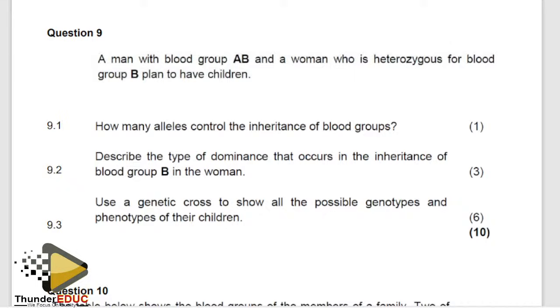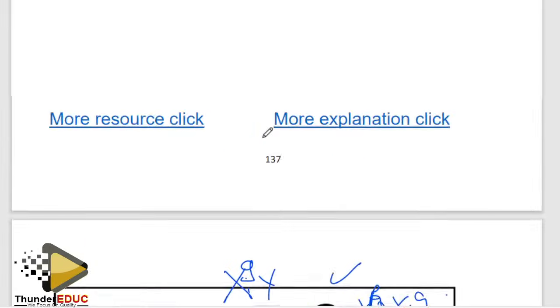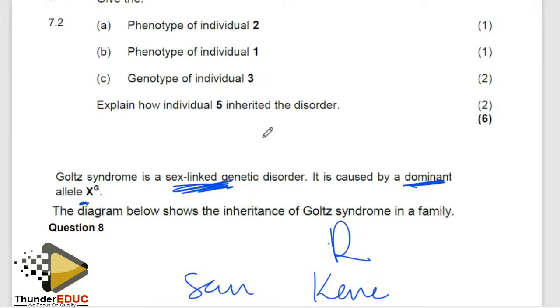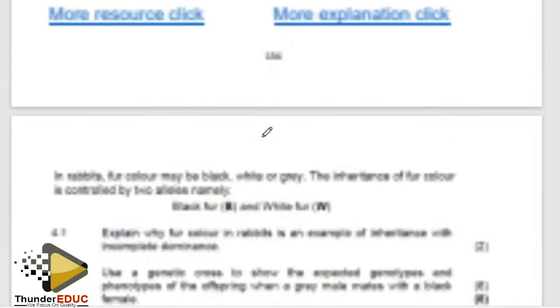Someone is saying that X and XR. I'm saying don't use X and, okay, let me explain to you what I meant there. Let me just look for a question here.